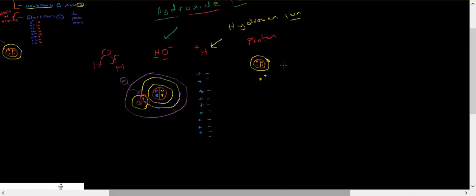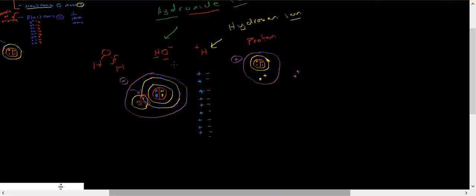Whereas if we take the hydrogen ion, it has one positive charge in its nucleus, and it doesn't have any electron to counterbalance that. So as a result, the overall charge on this is going to be positive. So it's positively charged.